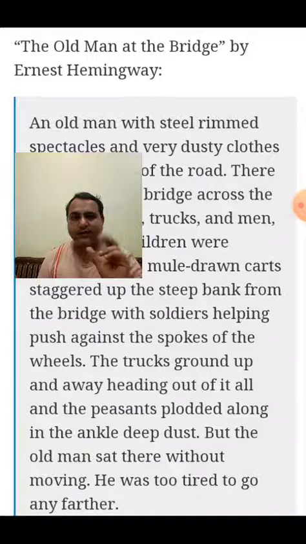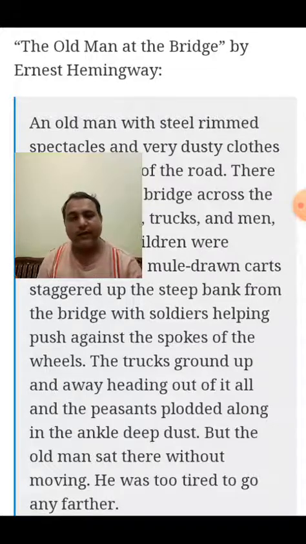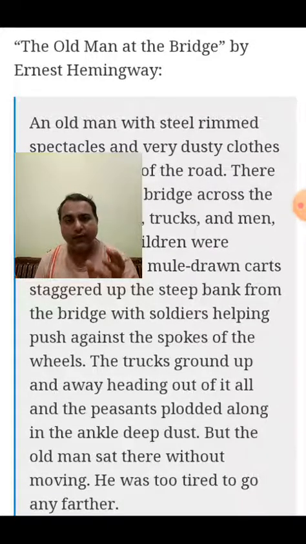Okay, so in the second paragraph it is mentioned about the setting of the story, that is, where the story has taken place. So there are two main characters in this story. One is the old man and the other one is the narrator. The narrator is unnamed, so we can say that the writer himself, Ernest Hemingway himself, is the narrator.